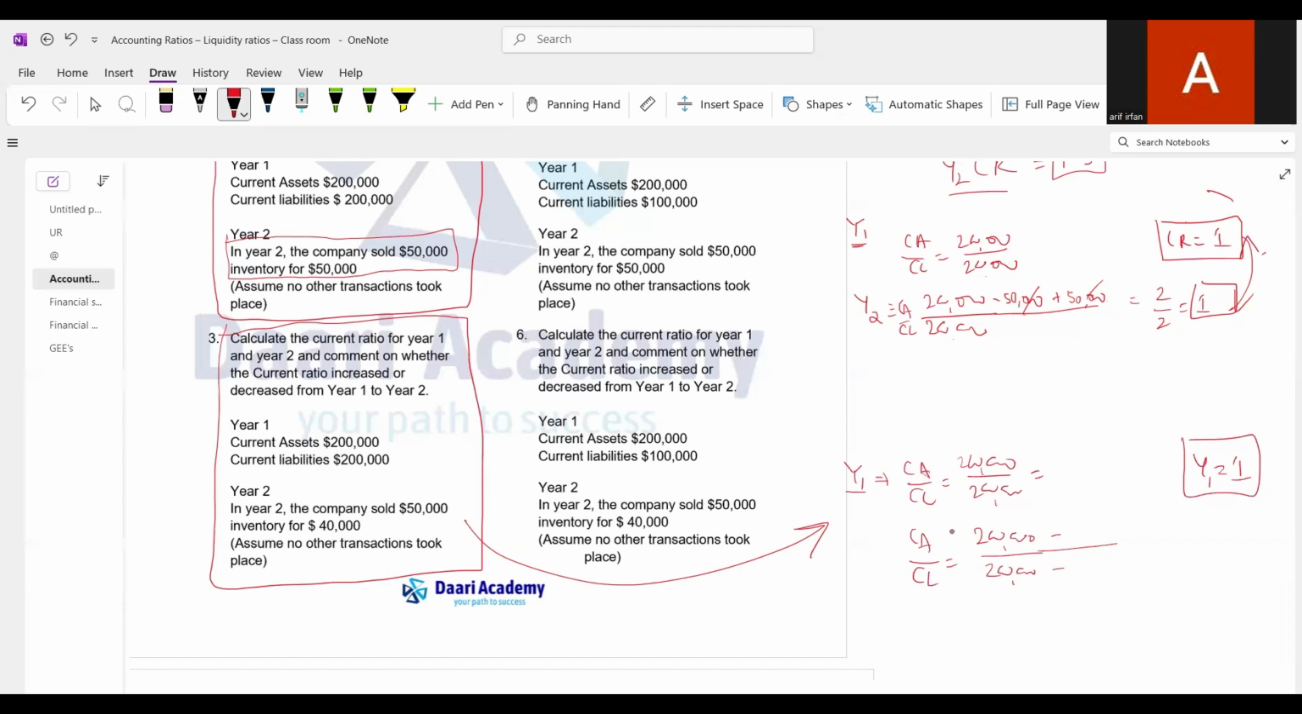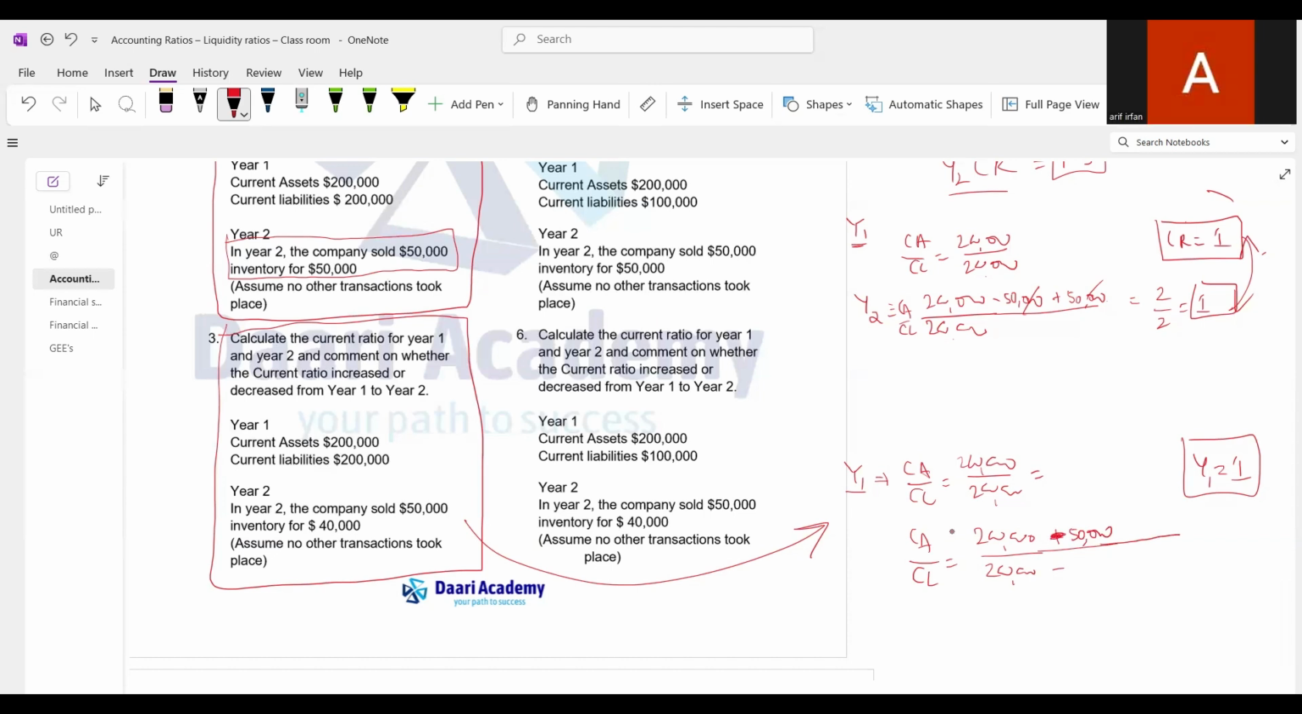What happened? Company sold 50,000 inventory. Inventory hitting which asset? Among the 5 elements, कौन किसको hit करेगा? Current. So current minus 50,000. Correct, फरहान? जी जी सर.